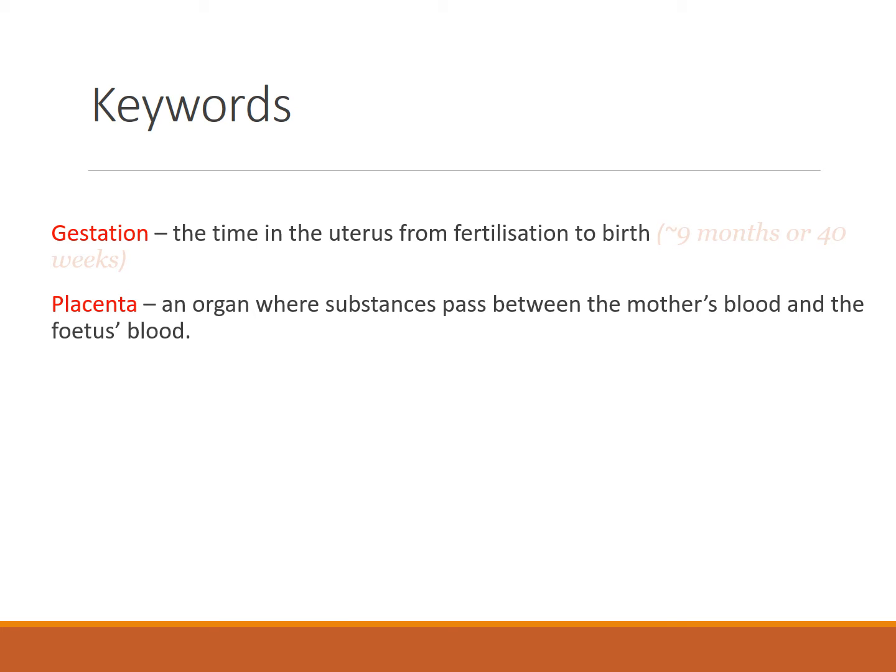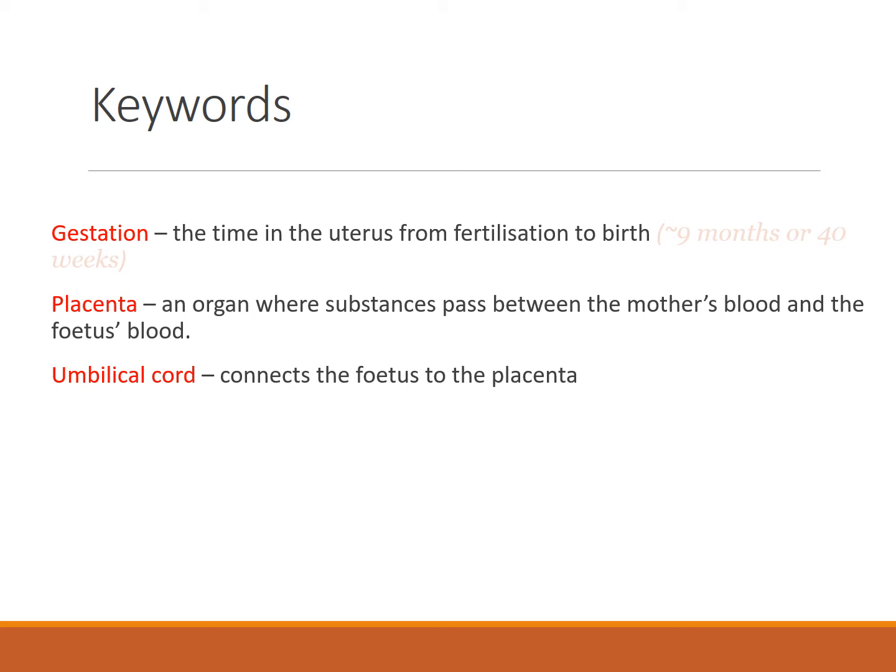Then we come on to our next keyword, placenta. So placenta is an organ where substances pass between the mother's blood and the fetus's blood. Okay, so before you're born, you're obviously a fetus. So the placenta, it's an organ where substances pass between the mother's blood and the fetus's blood. We'll have a look a bit more detail at the placenta a bit later on in this lesson.